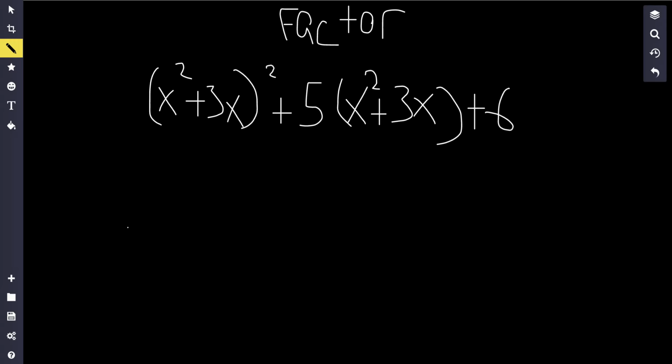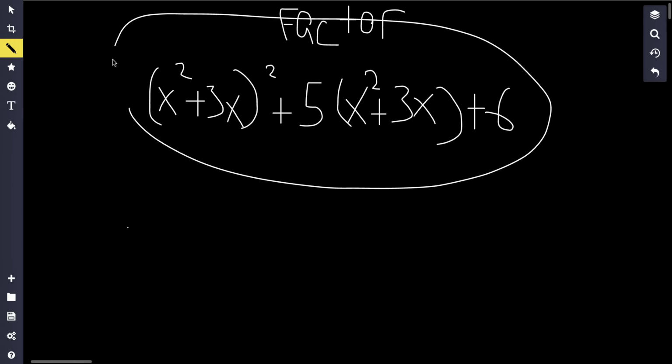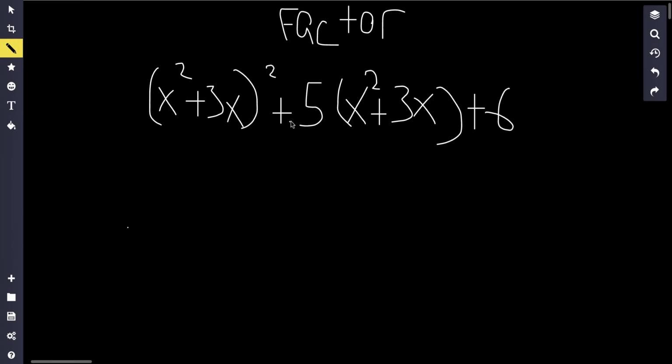Here's a common Algebra 2 Regents problem. Let's say you're asked to factor this. How would you do this? A lot of people would go ahead and expand this because they see an x squared plus 3x to the second power. So they would FOIL everything out. They would distribute this 5 to both these terms, and it would just be a mess.